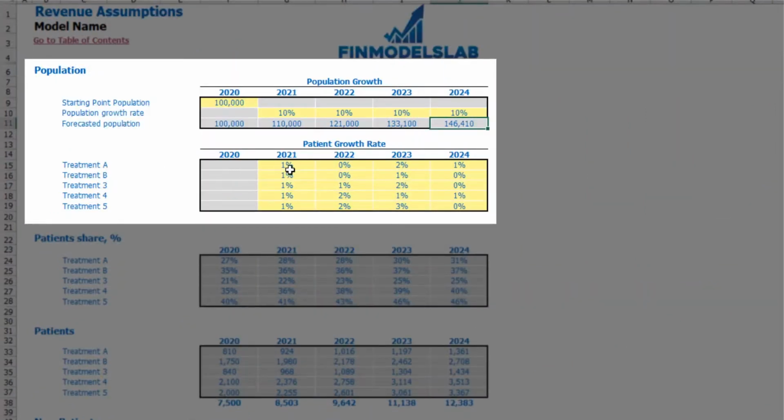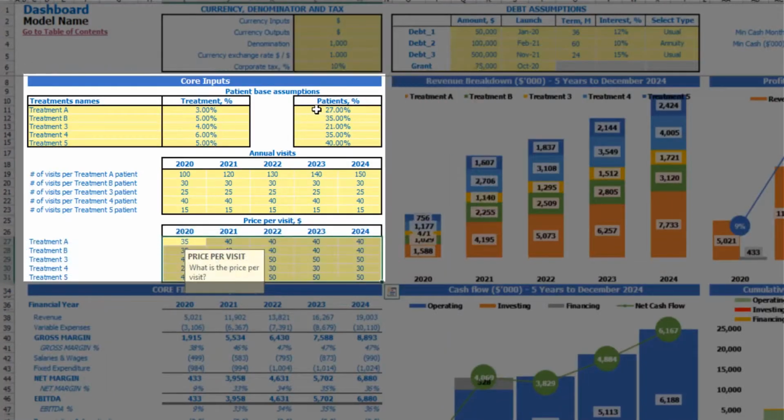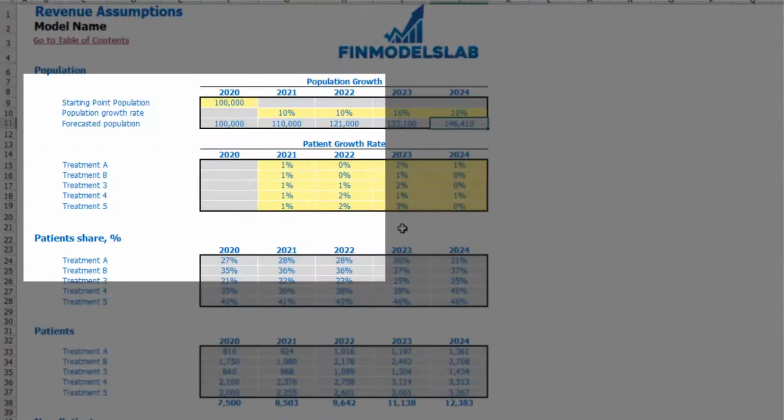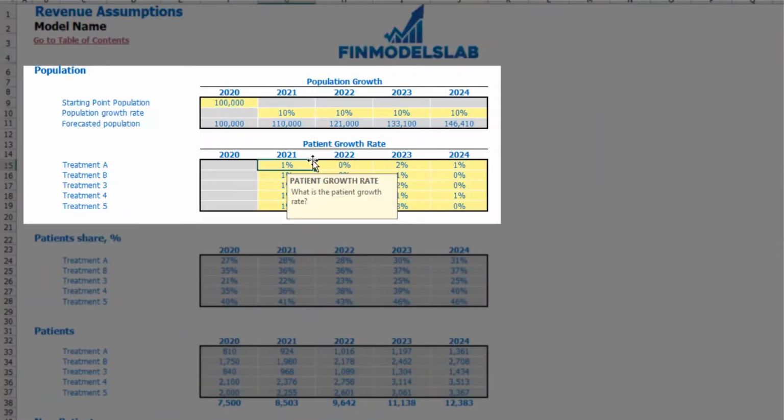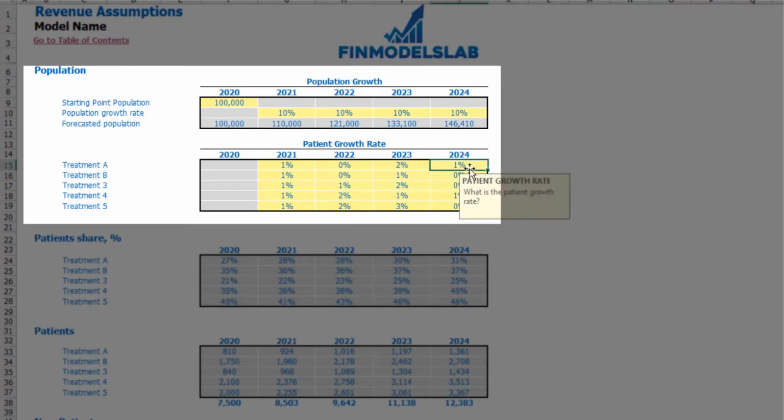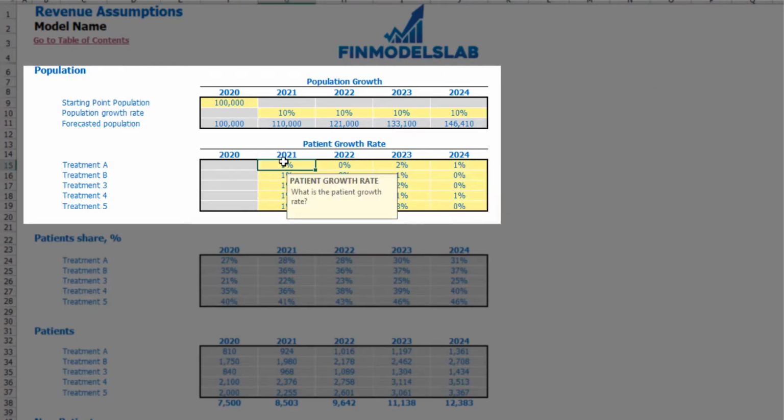Additionally, on the revenue tab you can input patients growth rate. This means that these patients, 27%, will be increased by 1% the next year, 0% the year after, 2% and 1% in the last year. These percentages are also changeable.